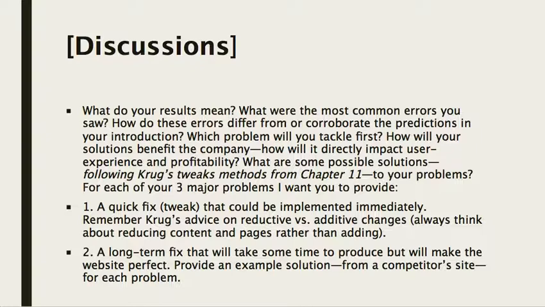So if the errors are a little bit different than the way you described them, that's okay. No need to cover it up. You can actually make that a talking point in discussion. What you're going to say is, although we predicted that X was a major problem, we found during testing that Y was the biggest obstacle for the user. You also need to discuss which problem you'll tackle first. And then how will your solutions benefit the company?